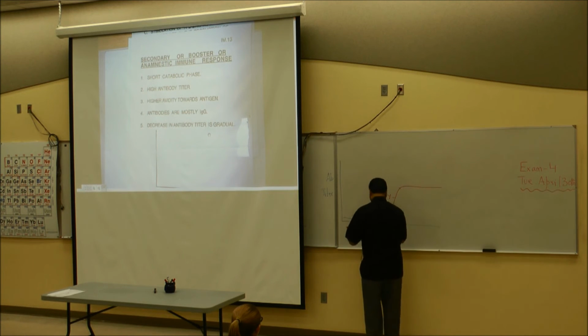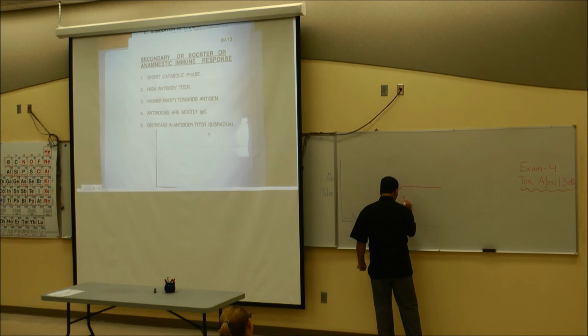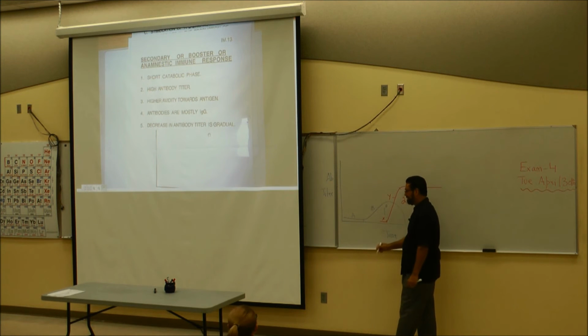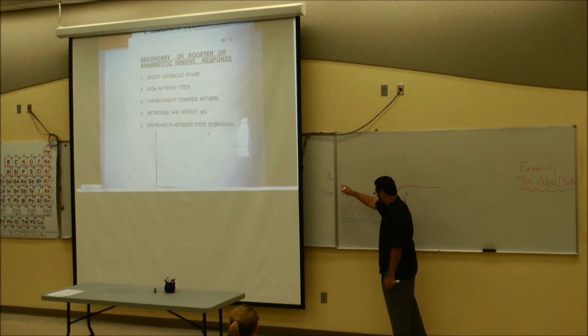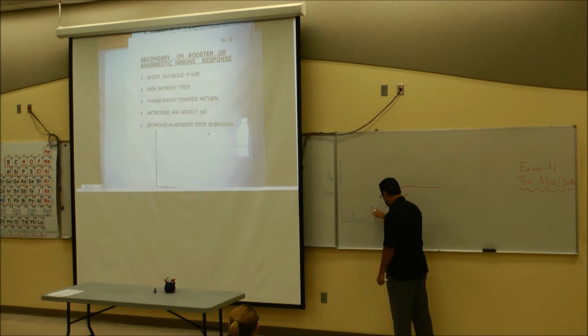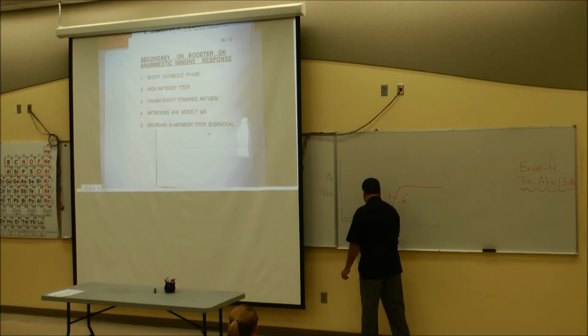Blue line indicates primary immune response. Red line indicates secondary immune response. Letter A indicates long processing phase. Antibody titer, you can see right here, is low. The letter B indicates what type of antibody? IgM. IgM, primary immune response.